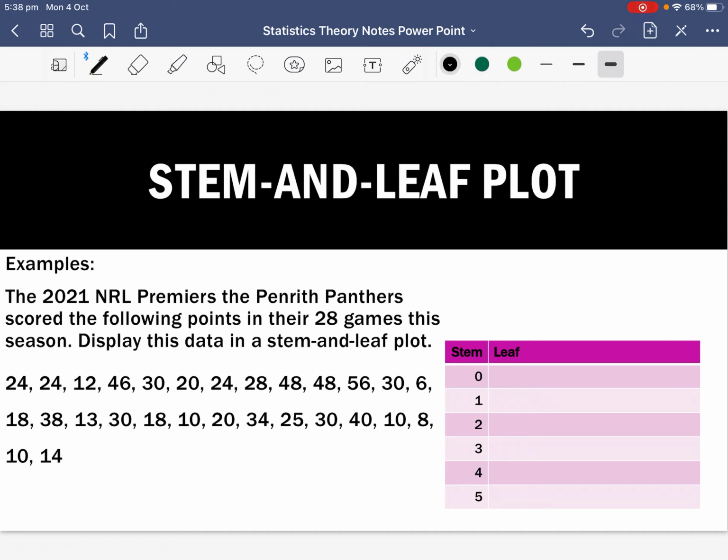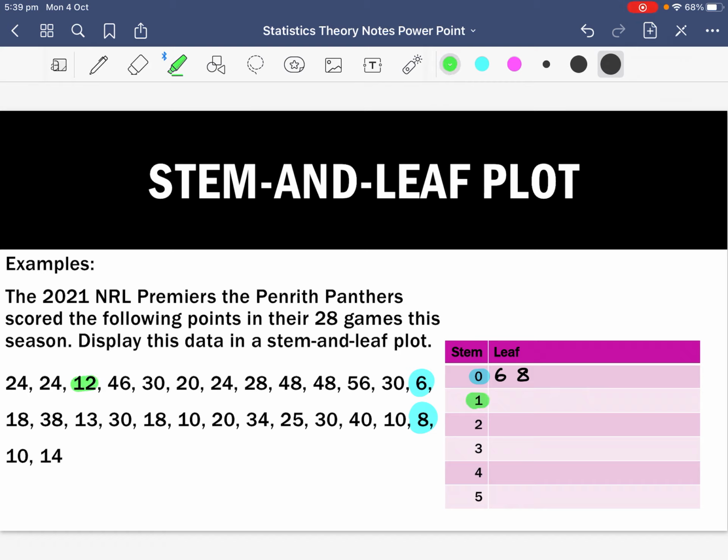So what we're going to do is look for which scores here have a stem of 0. So that means that they don't have a number in front of them. So we'll just go along. We have 6 and we have 8. So we're going to write those scores in our leaf in order, so 6 and then 8.